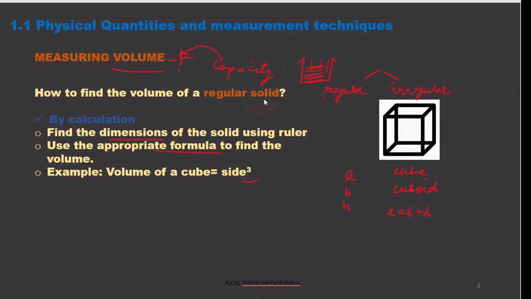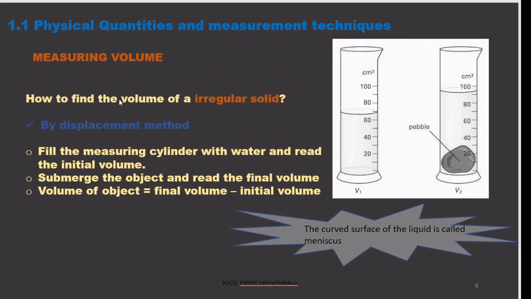So I will simply use the formula for regular solids. First, I will find the dimensions of this solid using the ruler. Second, I will find the formula. The formula is already set for the volume of that particular regular solid, and you will use the formula to find the volume. Done. But what about irregular solids?